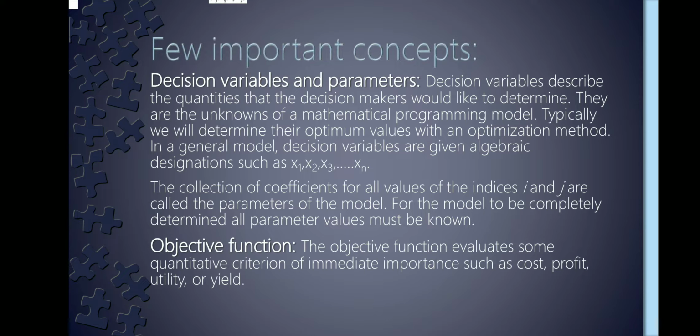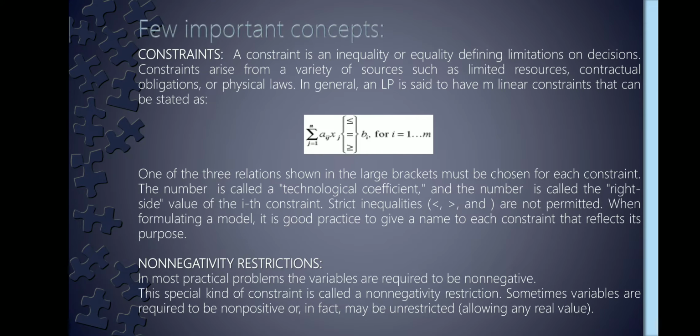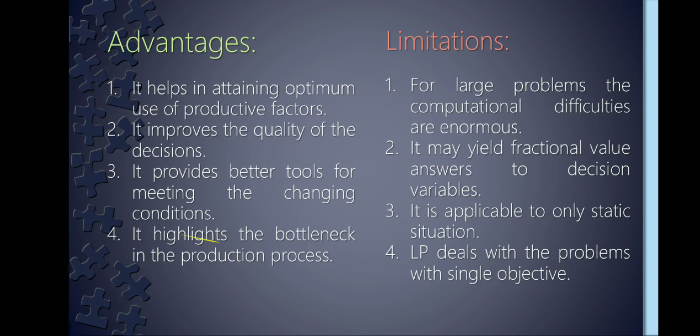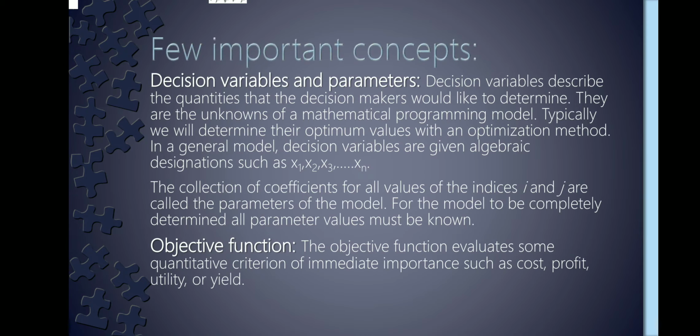Okay, LPP. Here, there are a few important aspects like decision variables and parameters, objective function, constraints, and non-negativity restrictions. These are very important concepts with respect to LPP. Right, so we are discussing them one by one now. First, decision variables and parameters.